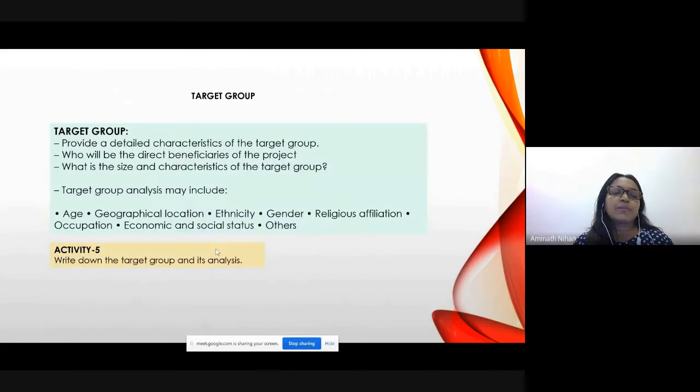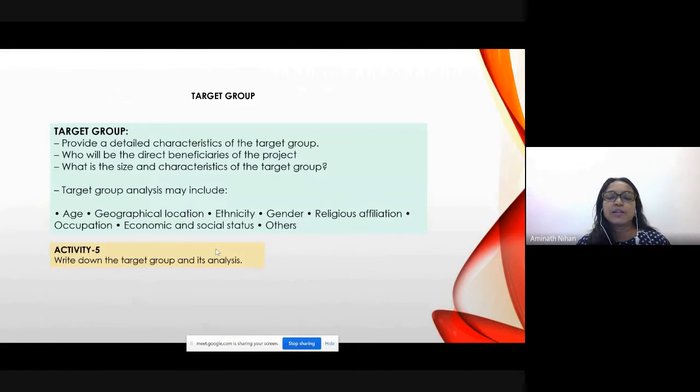Now the target group. Provide a detailed characteristic of the target group. Who is your target group? Right? From your community, is this project going to benefit the entire community? If so, describe the characteristics of the people of the community. Age, right? Mostly is it youth, or mostly is it elders? Are you particularly targeting it to a particular age group, or just generally to the entire population? What was the location, gender?